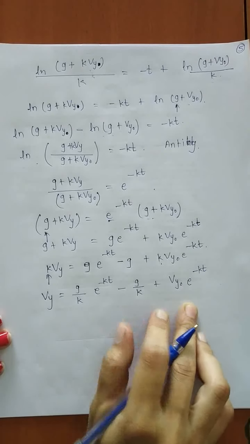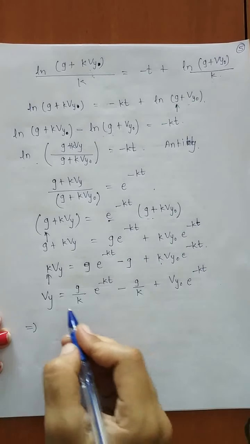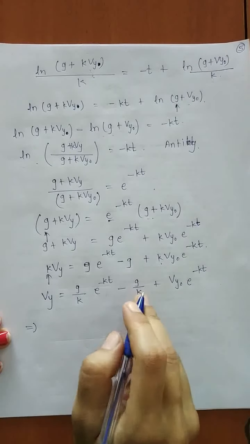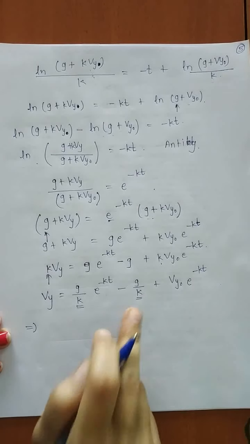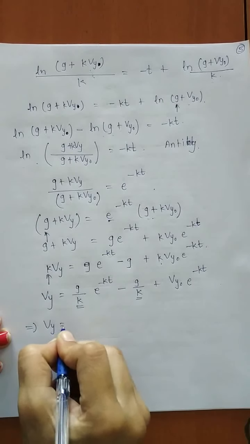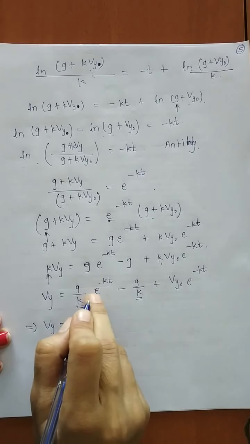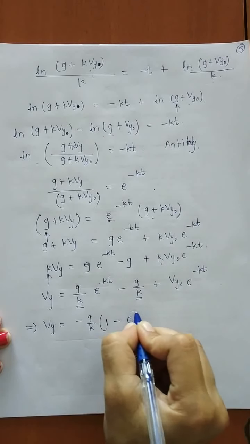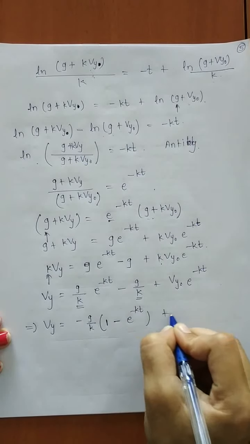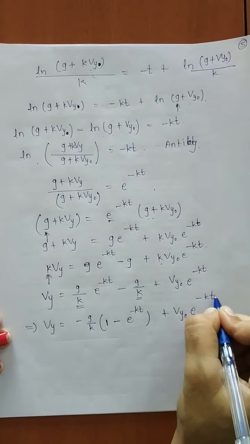Now if you observe this equation, there is g by k in two terms. If you take minus g by k common, this will become minus and this will become plus. So you get minus g by k into 1 minus e raised to minus kt plus vy naught e raised to minus kt.